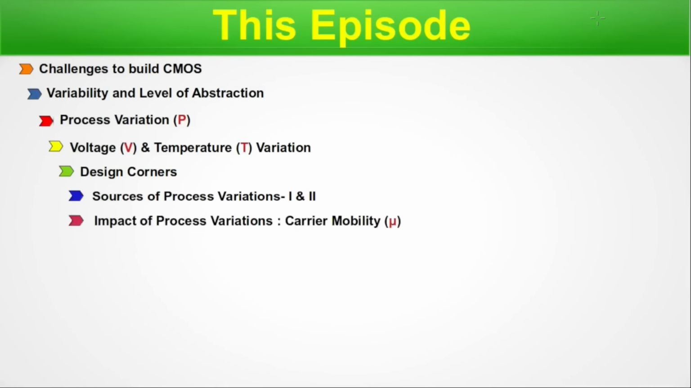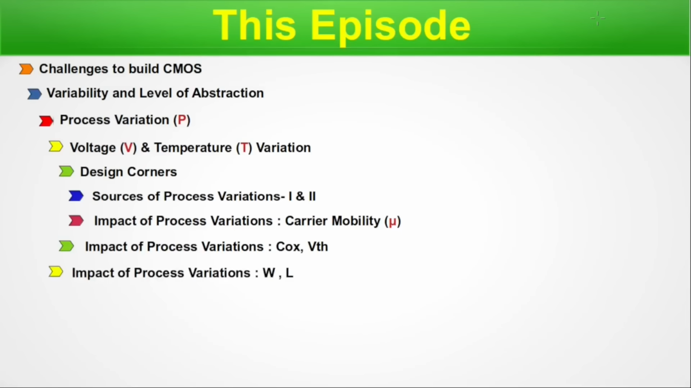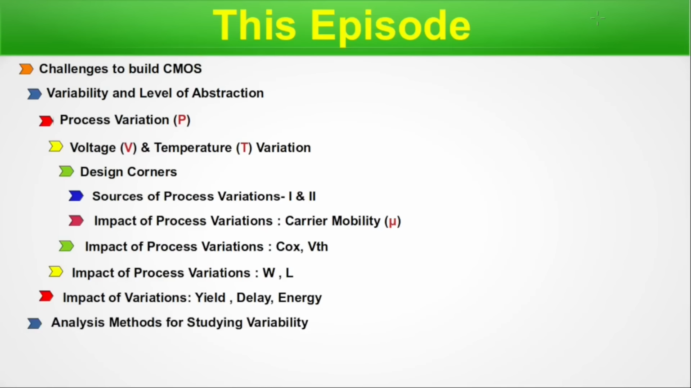After that, impact of process variations on carrier mobility. Impact of process variations on gate oxide capacitance and threshold voltage. Impact of process variations on W and L of MOSFET. Impact of variations on yield, delay and energy. Next, analysis methods for studying variability. And finally, modeling variability. So today we will cover all these topics to understand the impact of variability on device performance and the reasons which contribute to variability.